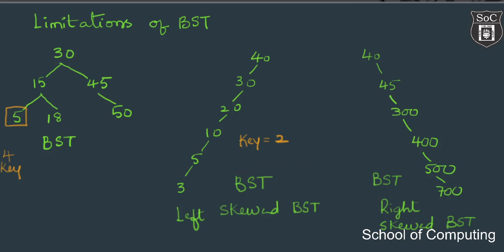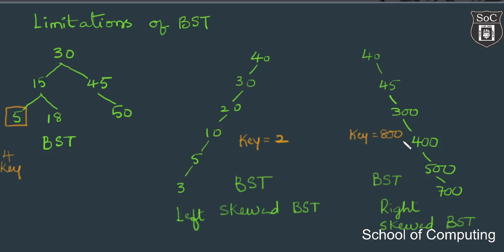And the same is the case in the right skewed tree. For example, here let us assume the key is 800. I will come to know that 800 does not exist after doing maximum comparisons, all n number of comparisons. So again it is the same as linear search.